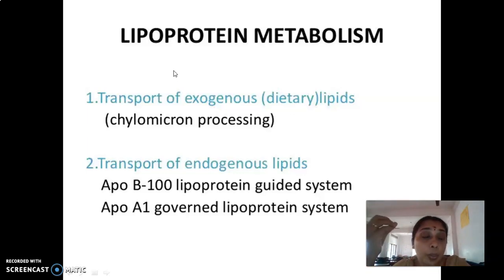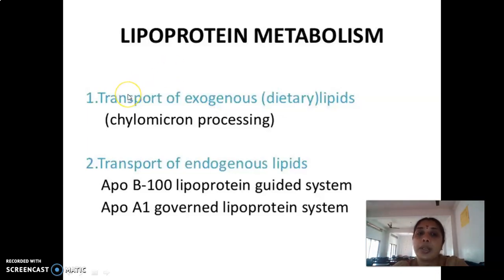So each lipoprotein has individual functions to be carried out. So how are these molecules metabolized? How are they synthesized? How are they catabolized? How do they perform their function? That we are going to discuss, right?